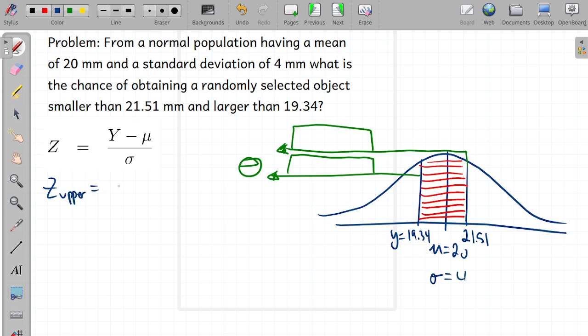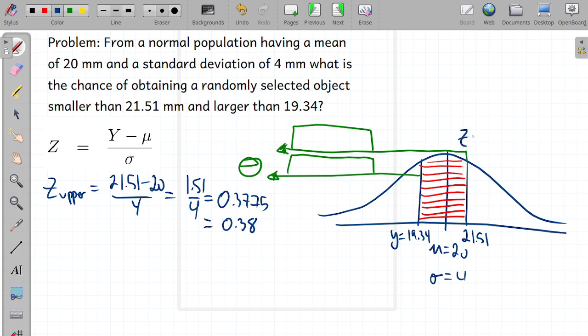So the upper value is 21.51 minus 20 divided by 4. So this is 1.51 over 4. So that z-score is 0.3775. Now remember, the z-table only gives you 2 decimals, so that means you have to round. So this is going to be 0.38. That's what we have to look up. Let's write that here.